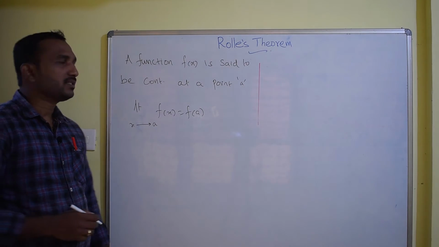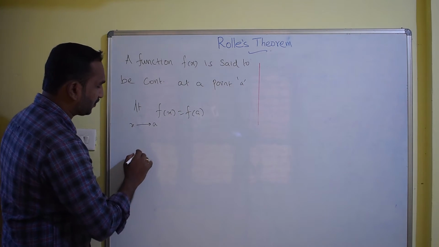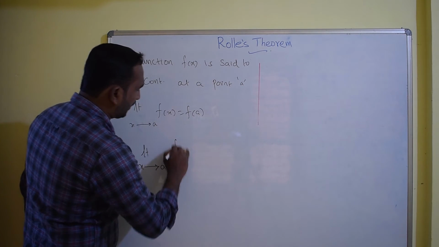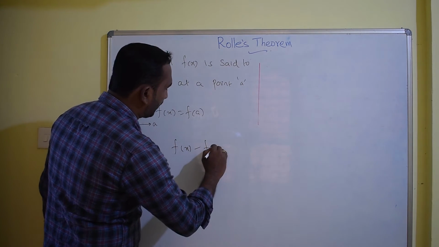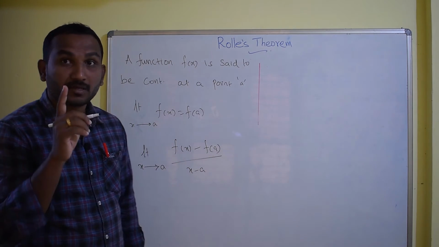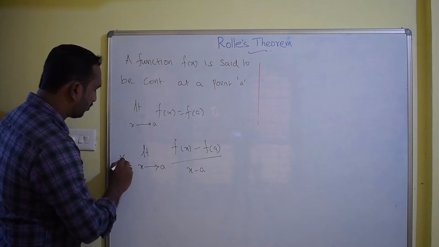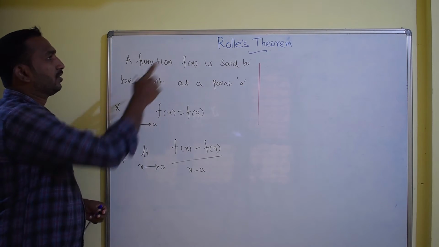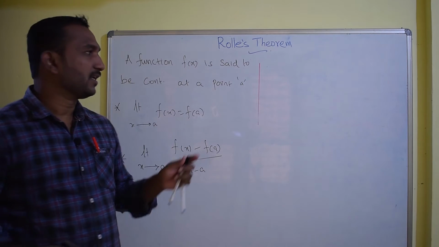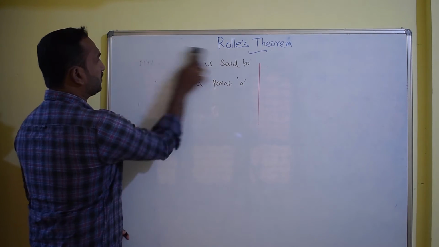Similarly, for the derivative, again we consider the function f of x: the limit as x tends to a of f of x minus f of a divided by x minus a should exist and must be unique. So these are the two conditions which we should know to prove Rolle's theorem. What is meant by Rolle's theorem? I will give the definition and the conditions of Rolle's theorem, and according to that, we will prove the statement.